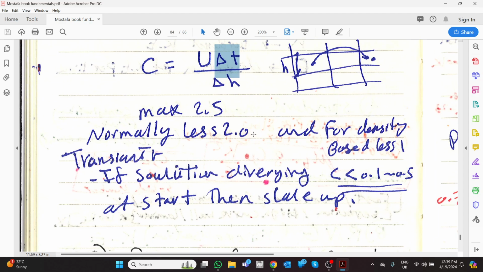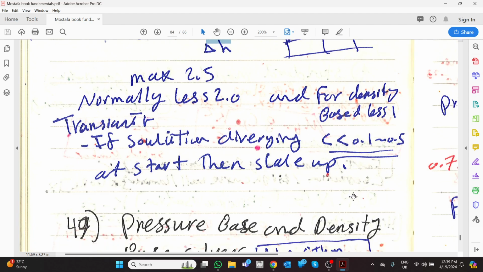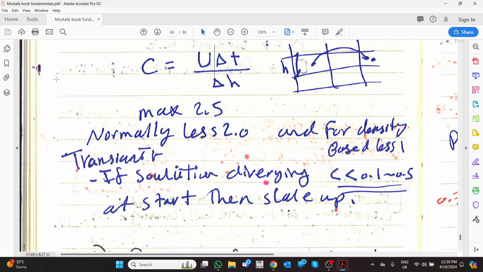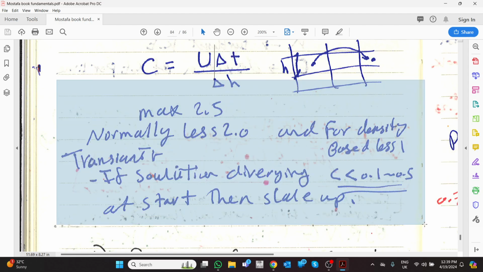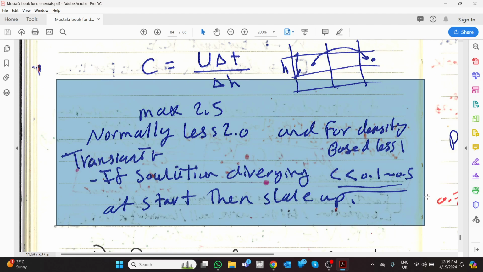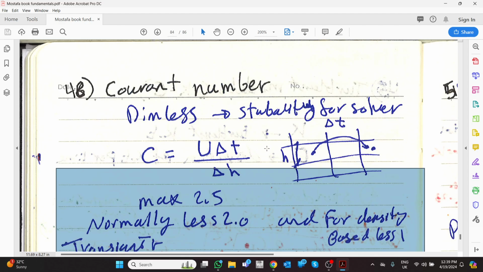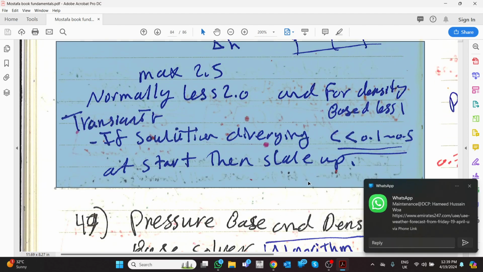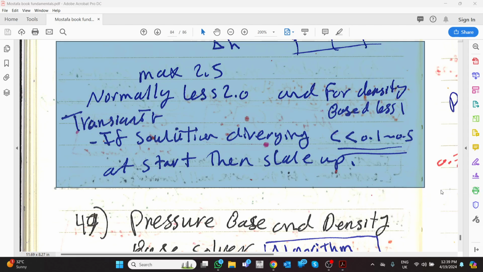Normally it should be less than 2, maximum 2.5, but if we find that it's diverging, you need to keep it less than 1. If it is still diverging, you need to keep it less than 0.1 or 0.5 at the startup till everything is settled. We're going to understand what I am saying, but it is a very important point. A lot of CFD analysts have a hard time understanding how the program is thinking and what the transient mode is, and how to manipulate what we are getting. Okay.